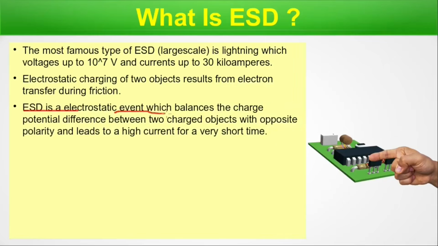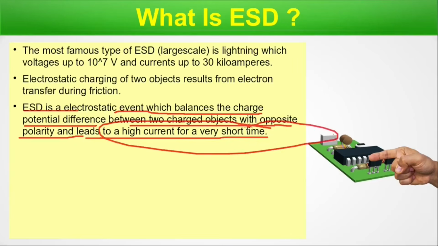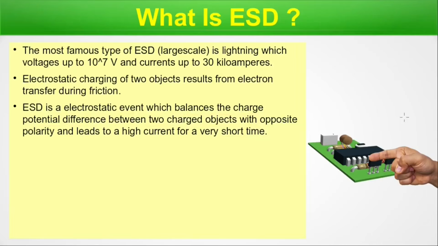ESD is an electrostatic event which balances the charge potential difference between two charged objects of opposite polarity, and leads to high current in a very short time. This high current in a very short time we will talk about in the next couple of slides, where we will show you the graph. In this slide we saw the phenomenon that is physically occurring when you are touching any circuit with your bare hand, and that actually does the ESD.